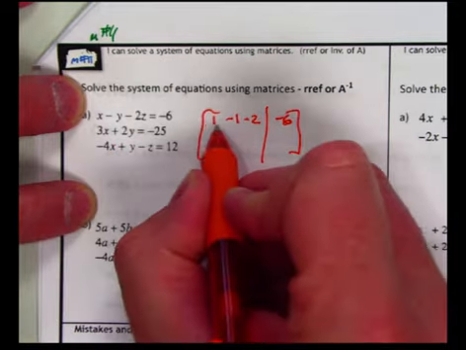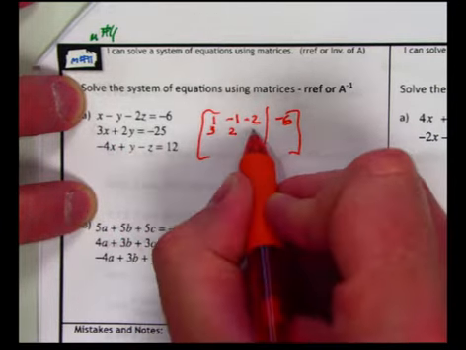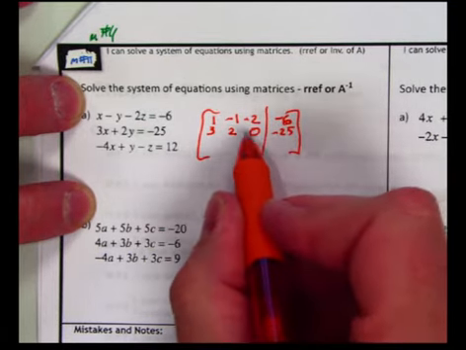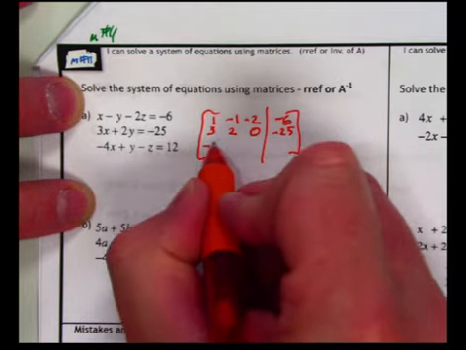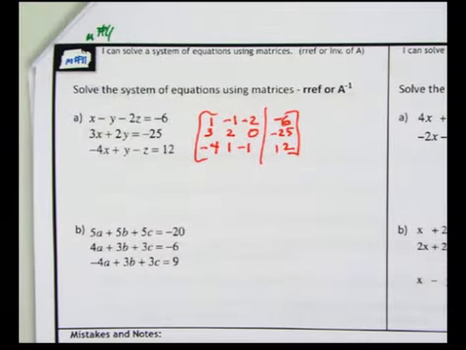And then now x has a coefficient of 3, y has 2. There's no z, so you need a placeholder 0. Don't leave that blank. The matrix would freak out, so you put a 0 there. And then this would be -4, 1, and -1, and then the augmented matrix would have a 12. And then you run the process.